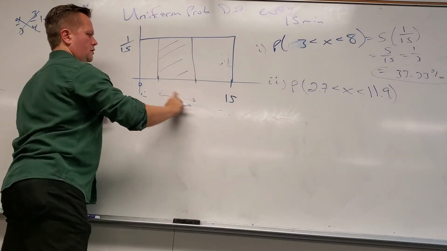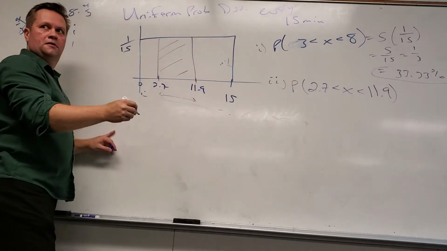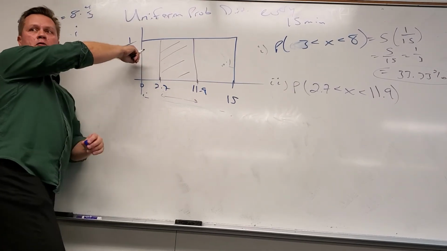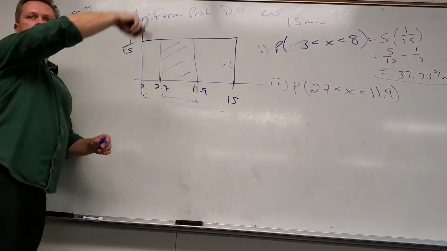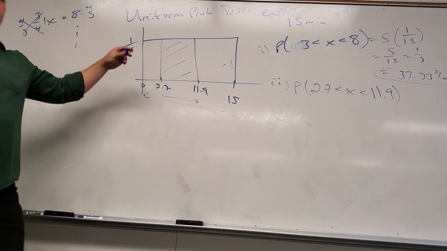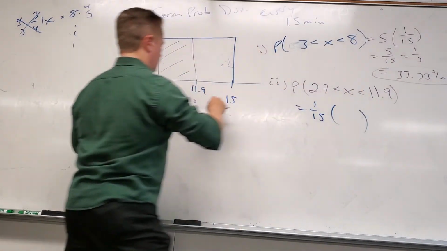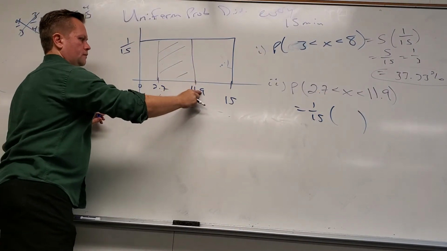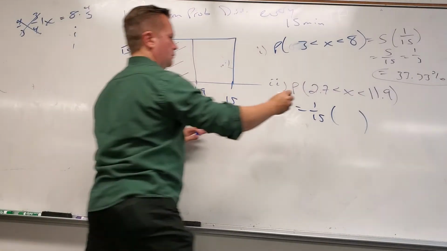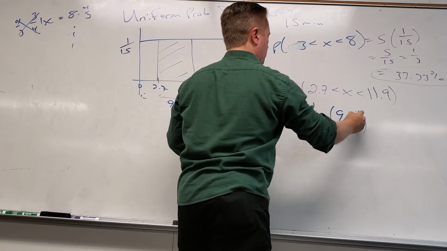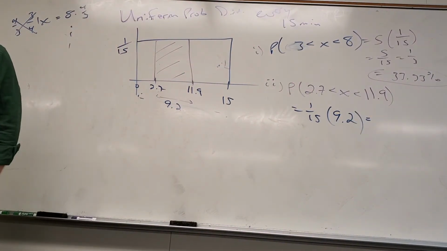Now, I'm just going to reuse this. It doesn't really matter if it's to scale. The height is going to always be 1/15. For any question related to this, it's going to be 1 over 15. So the thing that I don't know is the width. Well, how wide is this? 9.2. This is going to be 1/15 times 9.2. And then you can just do that in the old calculator.